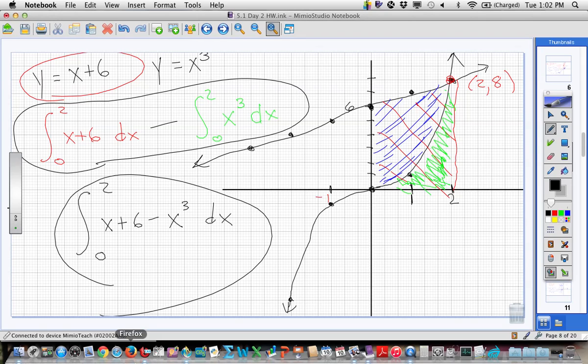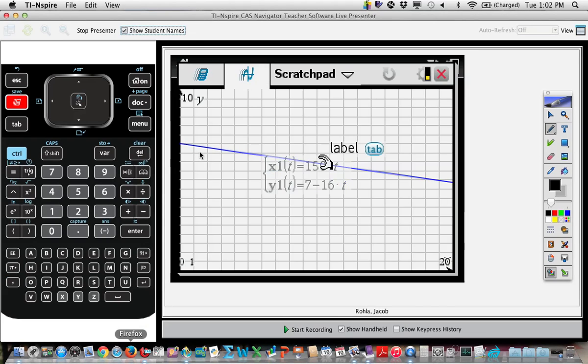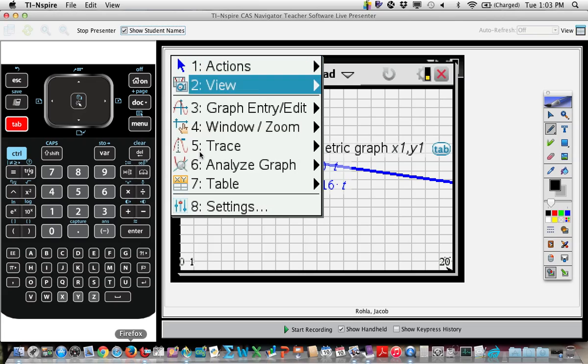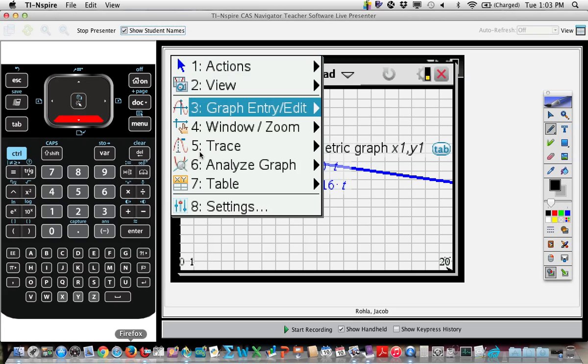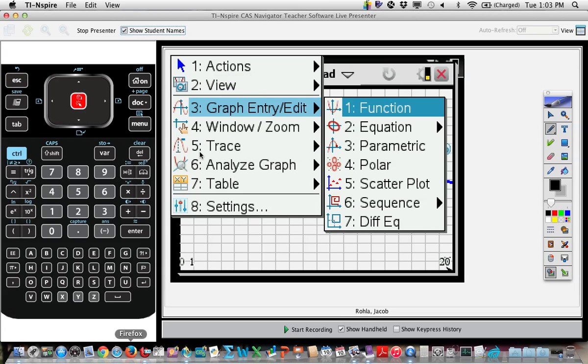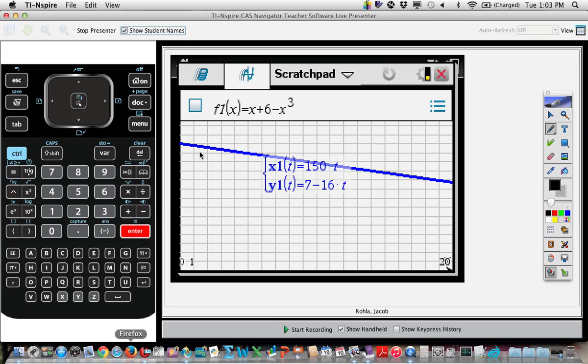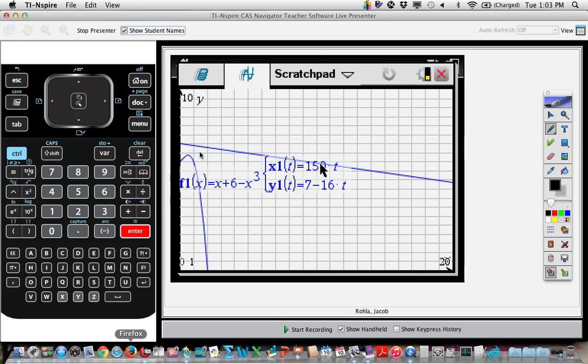So, Jacob, let's go to your calculator here, and let's graph that function. Go to your graph screen here. What are you in, parametric? Let's delete that. Let's go to function mode. Function, there you go. Okay? And let's put in x plus 6 minus x cubed, because that would be a function unto itself, right? As opposed to two separate functions.